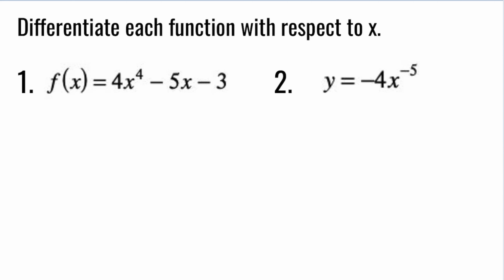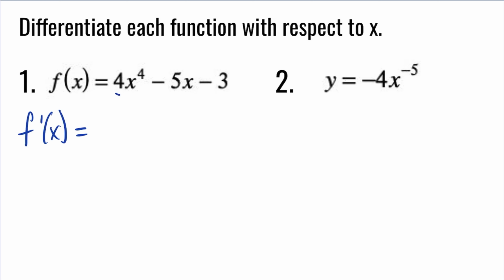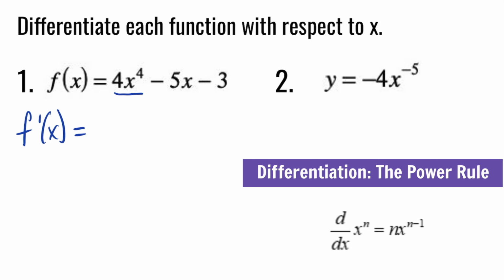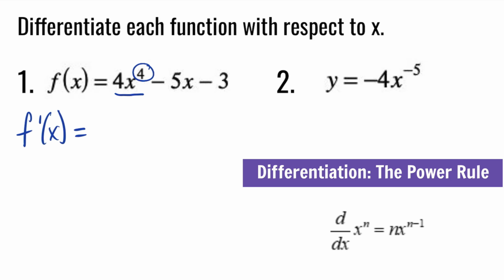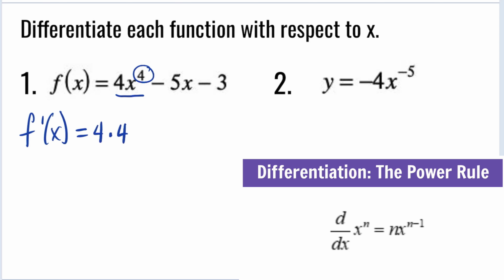Question number 1. f of x is equal to 4x to the fourth minus 5x minus 3. The derivative of f of x is denoted by f prime of x. We will start with the first term, 4x to the fourth. The exponent is 4, so we will write down the exponent 4 times 4, and instead of x to the fourth, we subtract 1 from the power. So the power now becomes 3.